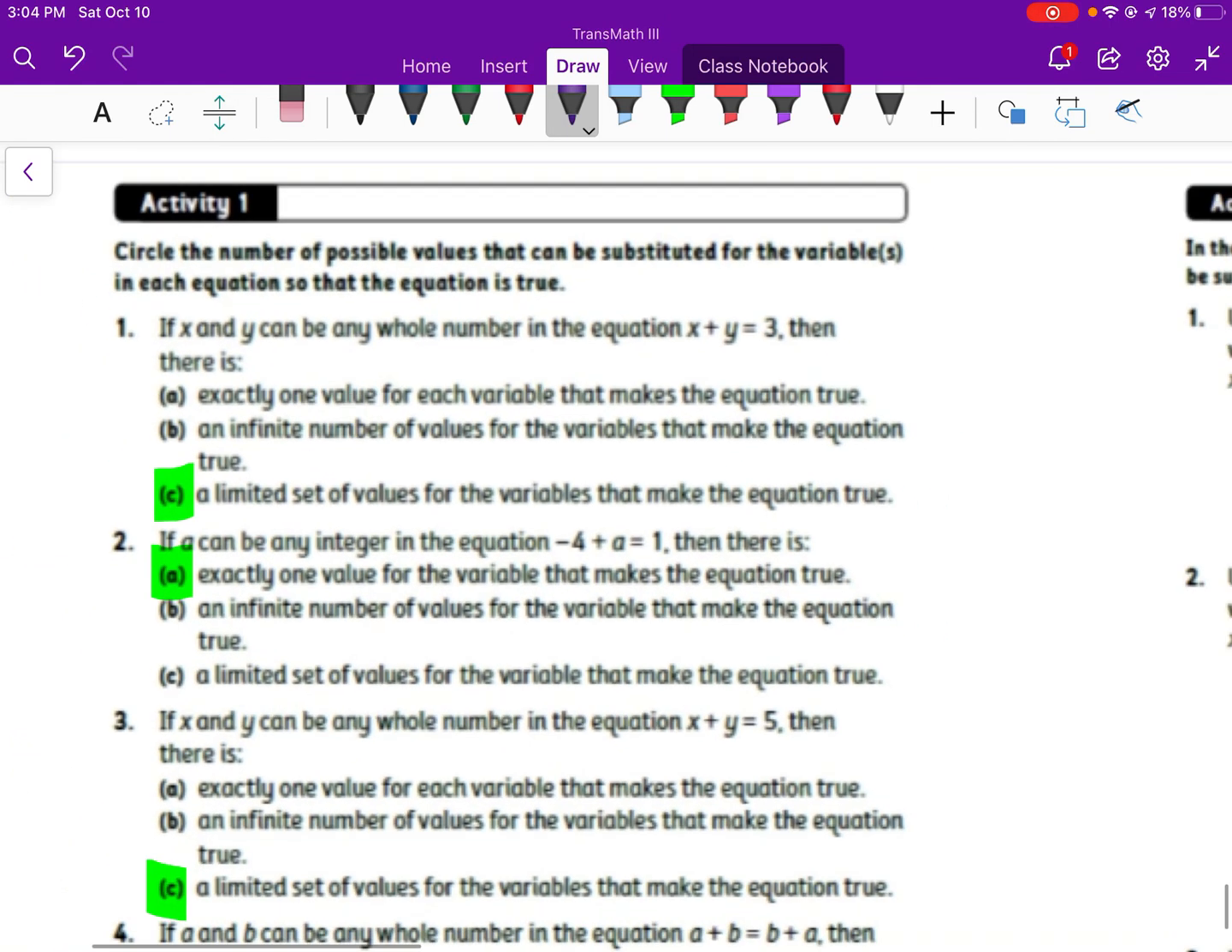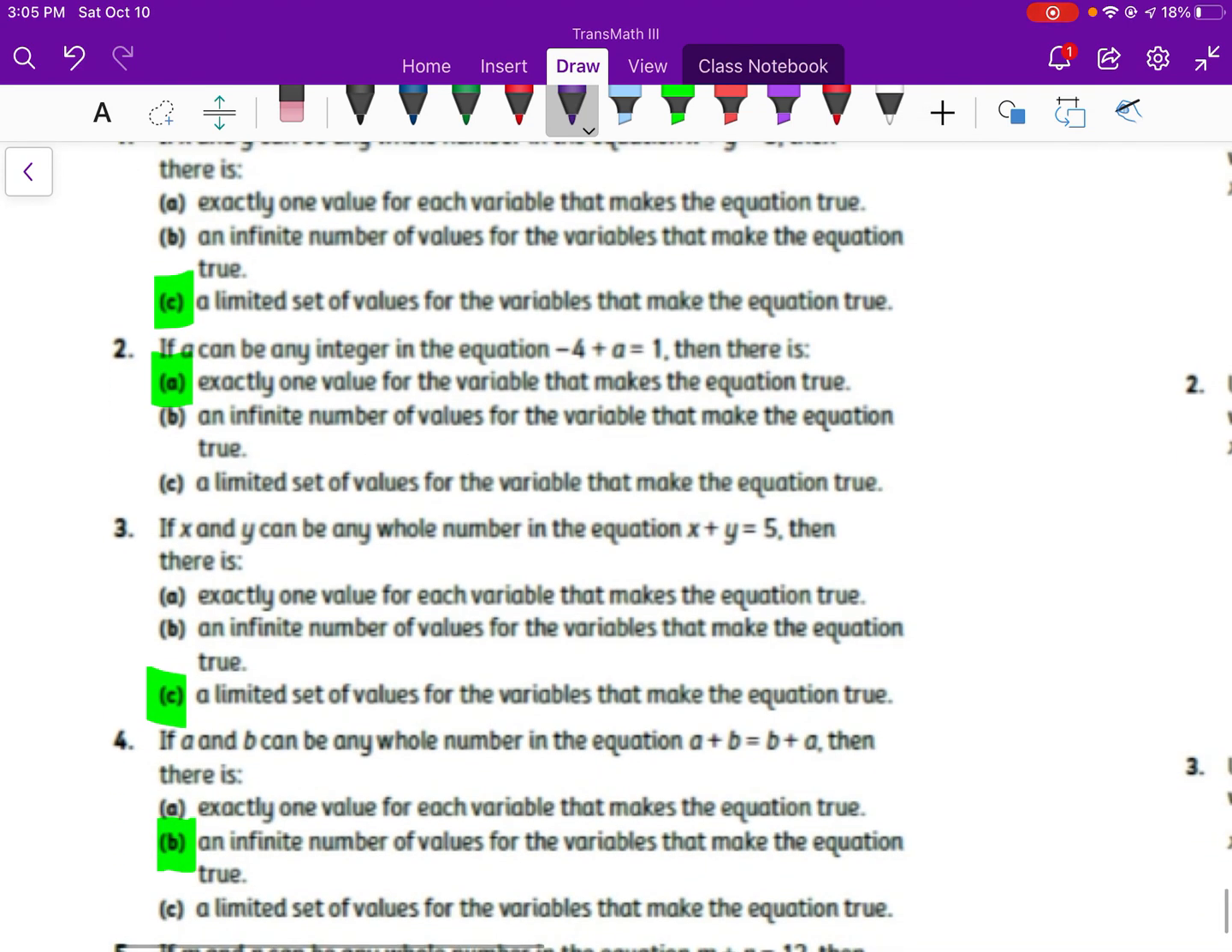All right, so now that we're back, activity 1: check the number of possible values that can be substituted for the variables in each equation so that the equation is true. So if x and y can be any whole number, again, those are our counting numbers, 0, 1, 2, 3, 4, 5, in the equation x plus y, then there is a limited set of values for the variables, because you can do like 0 plus 3, 1 plus 2, 2 plus 1, and you're stuck at that, so it's a limited set.